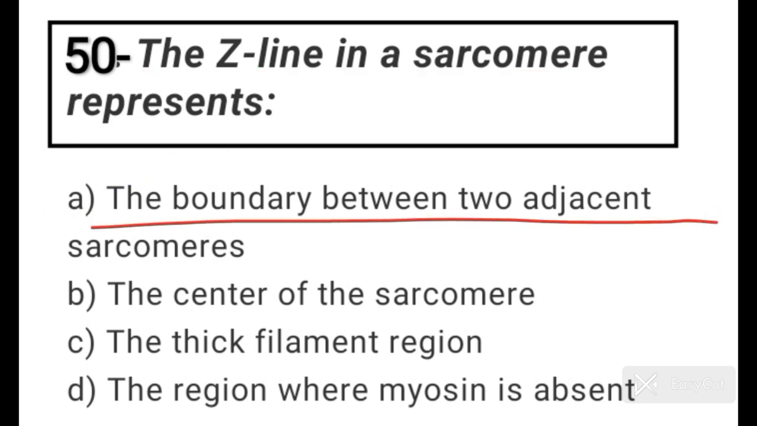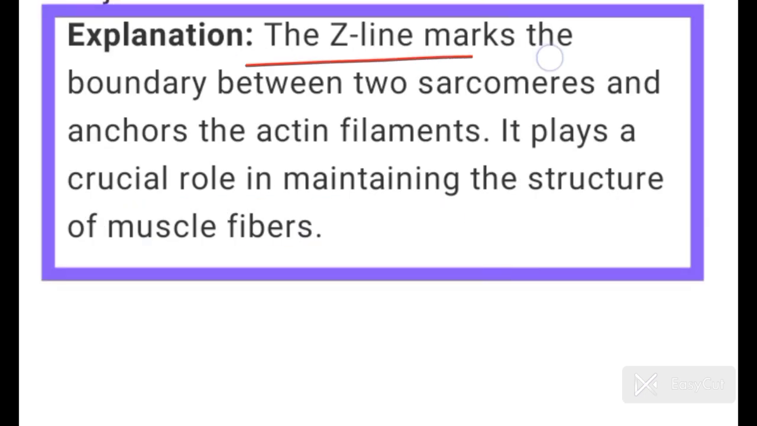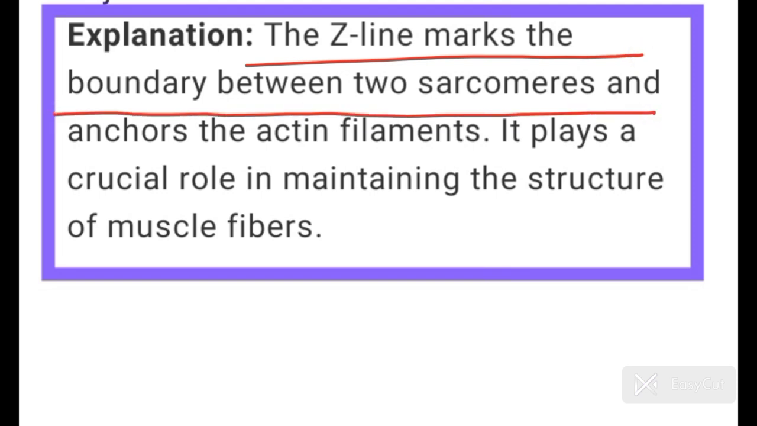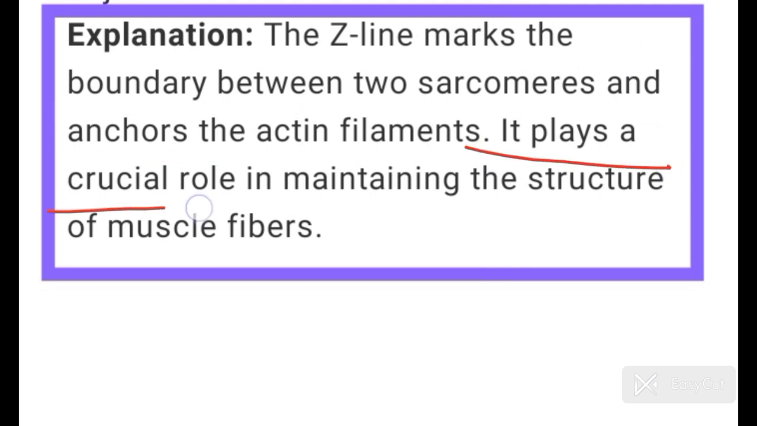The boundary between two adjacent sarcomeres is Z line, because the portion of the myofibril between two successive Z lines is considered as the functional unit of contraction and is called a sarcomere. The Z line marks the boundary between two sarcomeres and anchors the actin filaments. It plays a crucial role in maintaining the structure of muscle fiber.